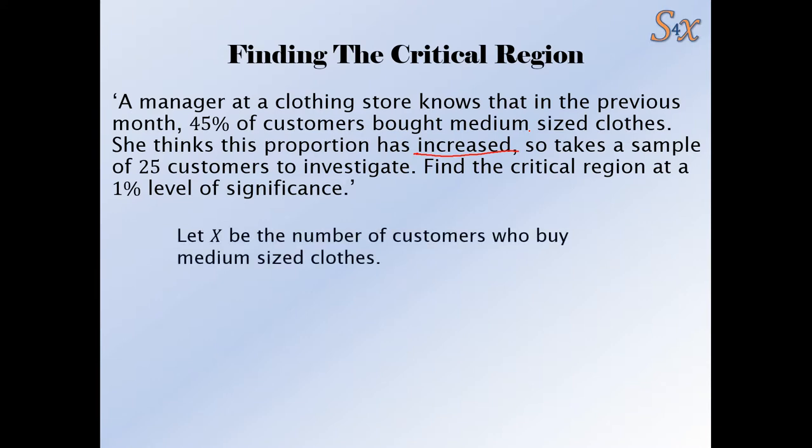So this time we've got, let x be the number of customers who buy medium-sized clothes. We're just declaring this, you don't have to do this, but it reminds you what we're talking about for the question. This is our discrete random variable. It's the number of customers who buy medium-sized clothes out of the sample. We can now write our distribution. This is n, remember, and we get that from here. This is p. Remember, we take this from the null hypothesis. It's our original assumption about the data, and our original assumption is going to be from the previous month: 45% of customers buy medium-sized clothes.